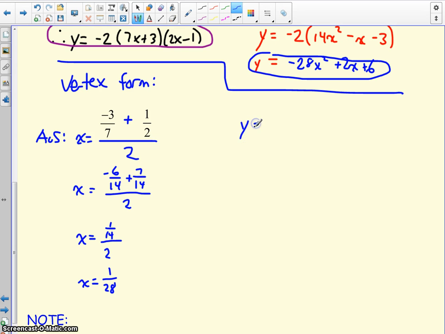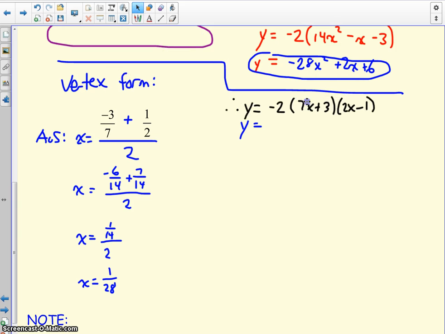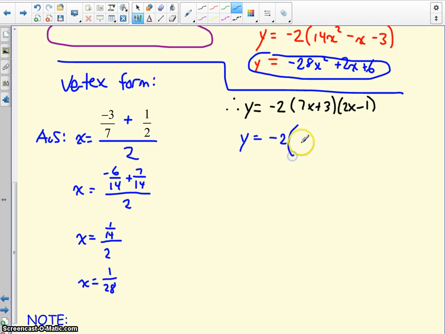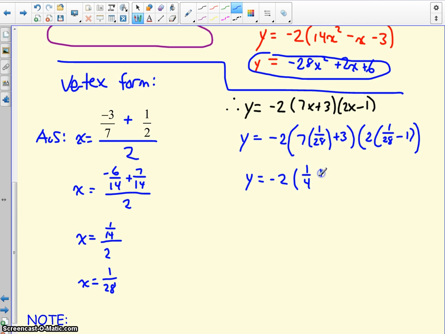So I'm going to have y equals, I'm going to take my factored form right here, okay, and replace every x with 1 over 28. Okay, and again, the fractions are very ugly here, but I know we're good with fractions by this point. So 7 times 1 over 28 is 1 quarter plus 3. Sorry, I made a little mistake here with my brackets. It's only the 2 that multiplies in that 1 over 28. I put an extra bracket where there shouldn't have been one. So 2 times 1 over 28 is 1 over 14.